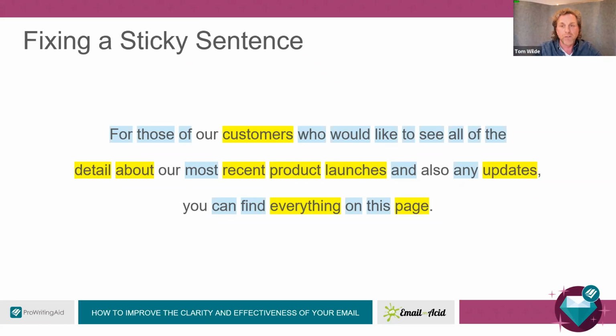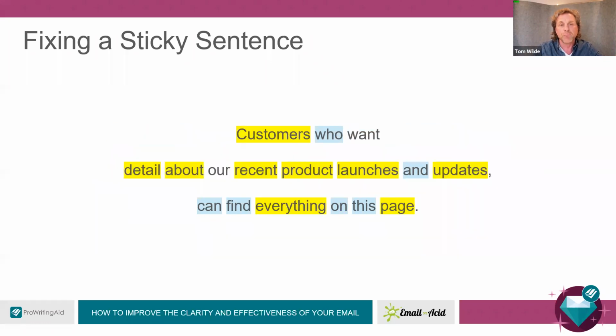Okay, so I've just done this. I'm going to show you the results. I've kept all the working words and I've got this: Customers who want detail about our recent product launches and updates can find everything on this page. Now, you might have a different solution there. You might have a different way you want to phrase this. It's going to depend on who you're writing to, obviously. However, the point is, I've already cut out about 60% of those glue words.